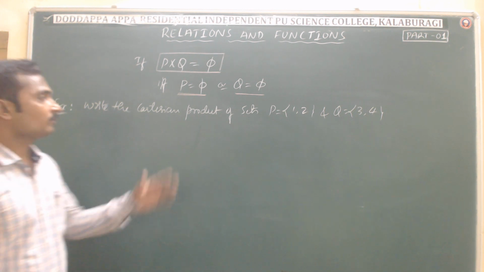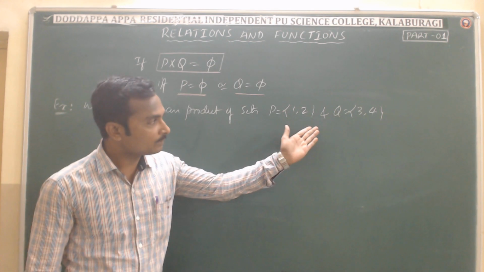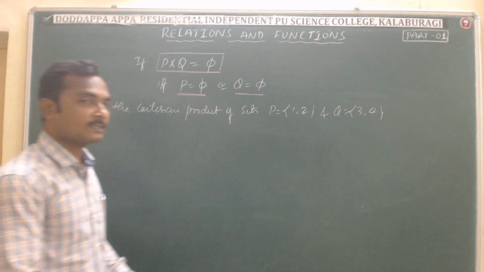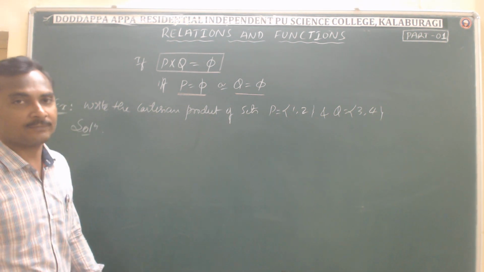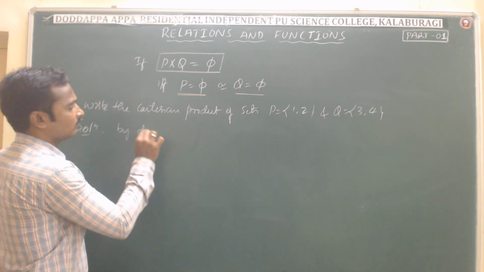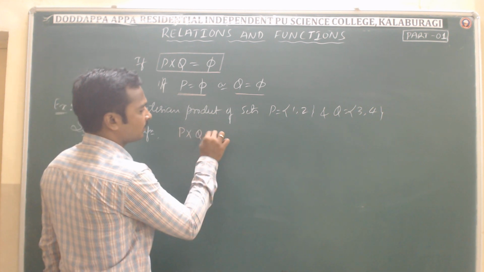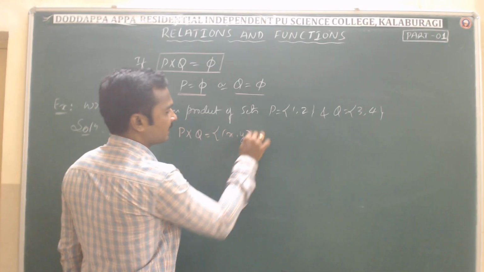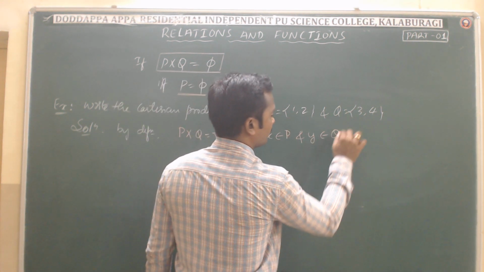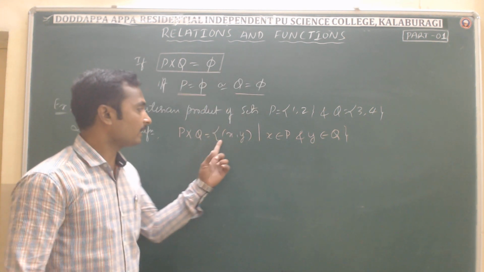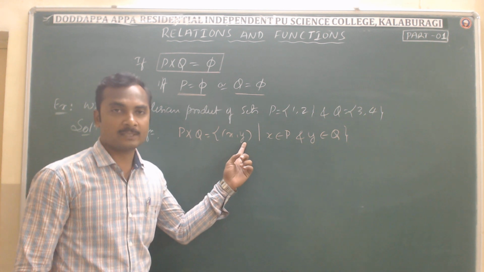One example: write the Cartesian product of the sets P containing the elements 1, 2, and Q containing the elements 3, 4. So let's try to find the Cartesian product. Solution. By definition, the Cartesian product of the two sets P cross Q contains the set of all ordered pair elements x, y, such that x must be an element of P and y must be an element of Q. It means each element of the first set P relates to every element of the second set Q.